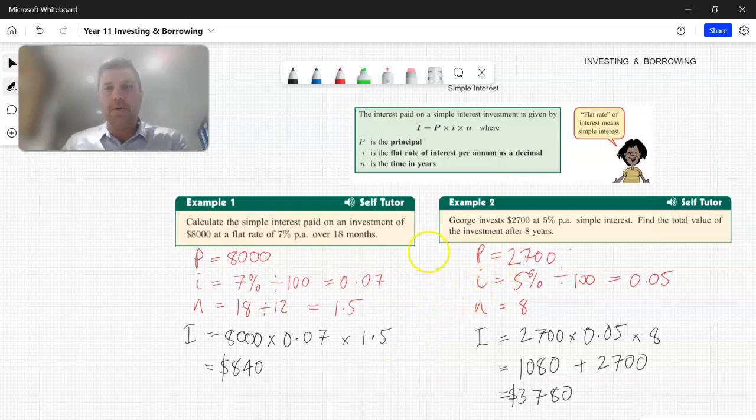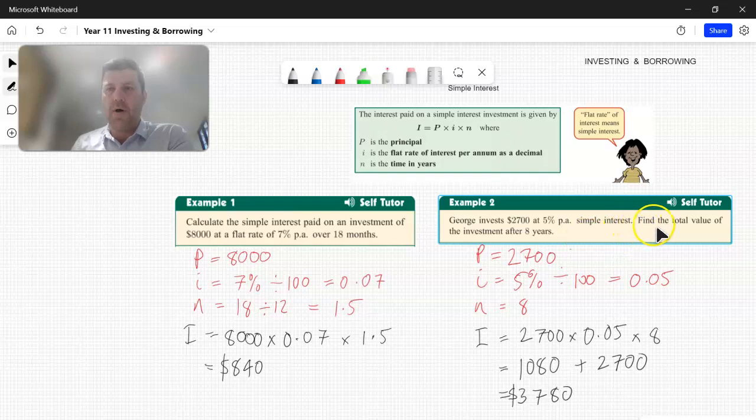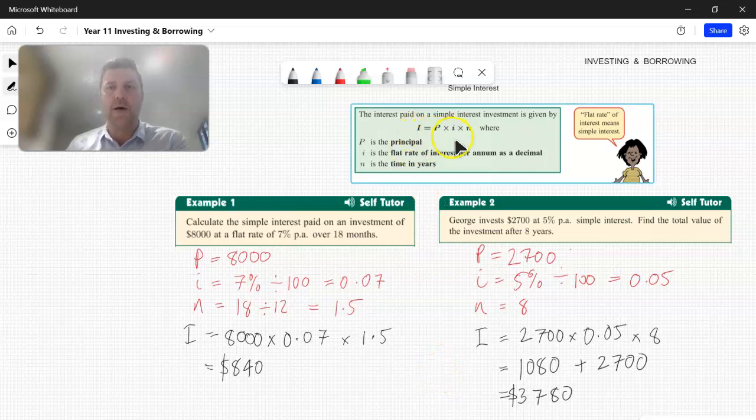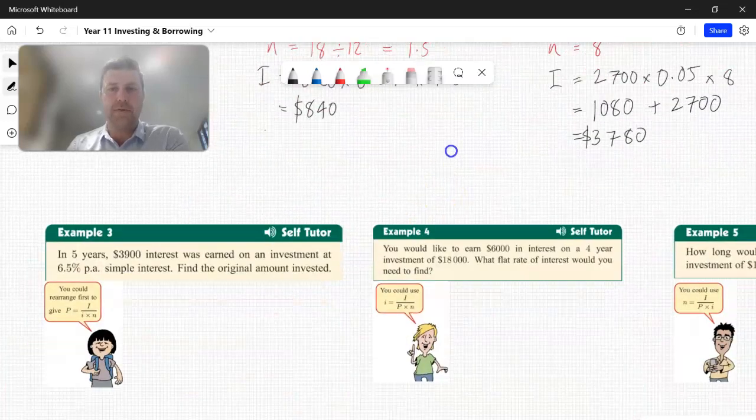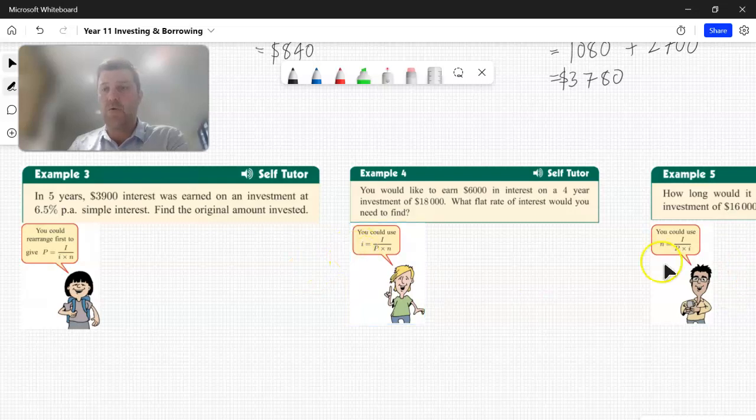Yeah, hi everyone. In my previous video, I showed you how to use this simple interest formula to calculate the amount of interest earned given the principal, the interest rate, and the number of years, or the total value of an investment given those three variables. In today's video, I'm going to use this formula just rearranged to work out, we'll scroll down, the principal, the interest rate, or the number of years given the other three variables.